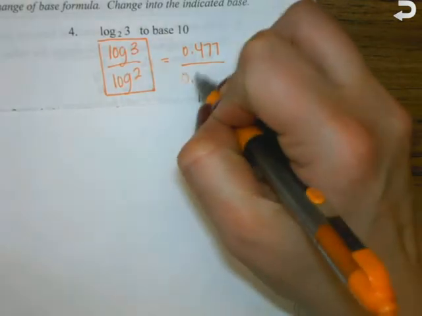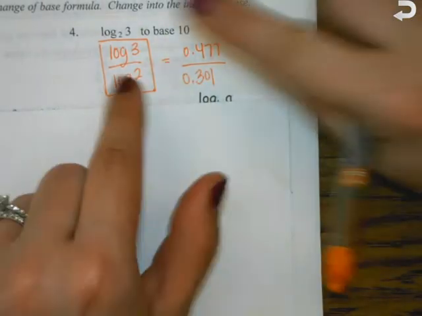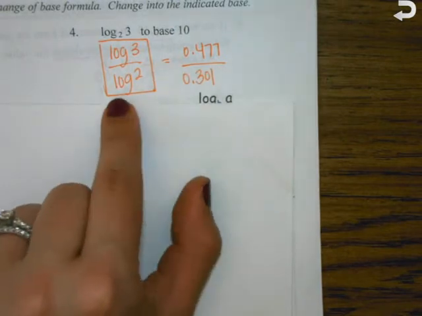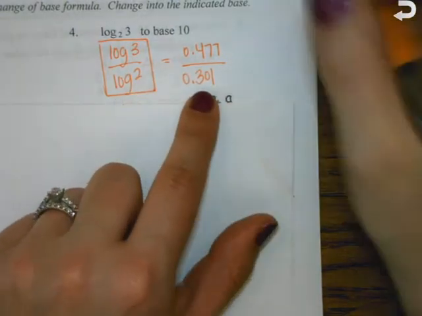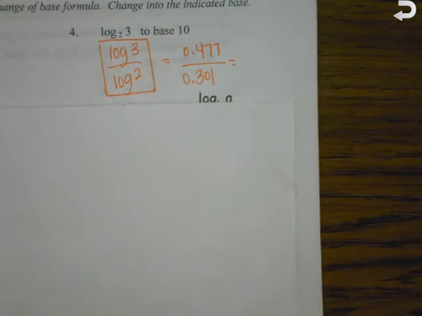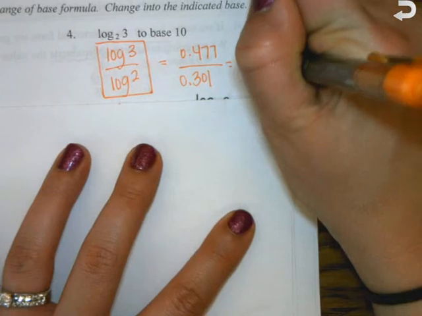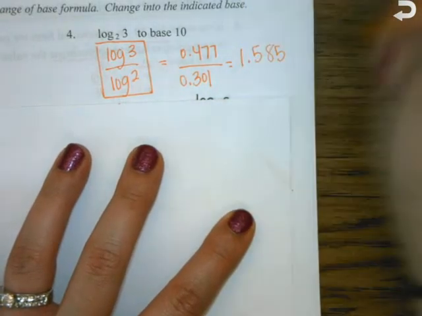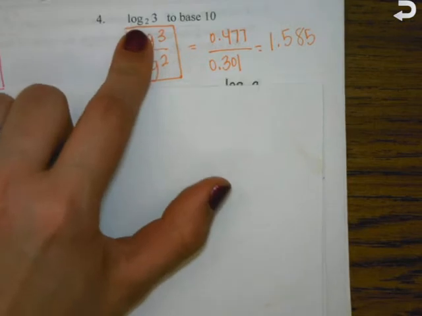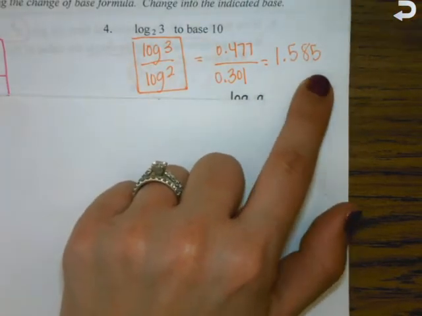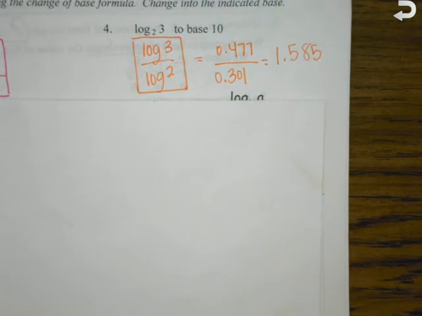So log base 10 of 3 comes out to 0.477, and log base 10 of 2 comes out to 0.301. So 0.477 divided by 0.301 comes out to 1.585. Okay? So log base 2 of 3 actually is 1.585. Okay, but my calculator can't do that, so we had to use change of base formula in order to be able to plug those in.